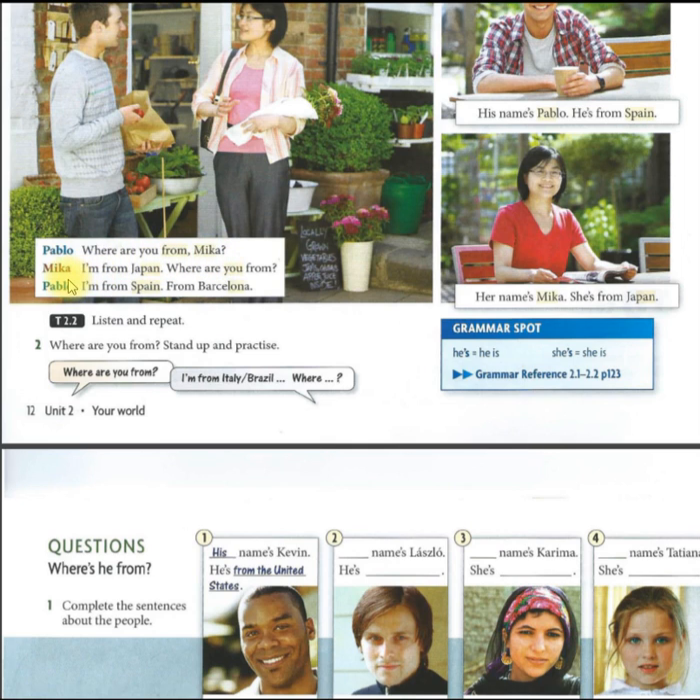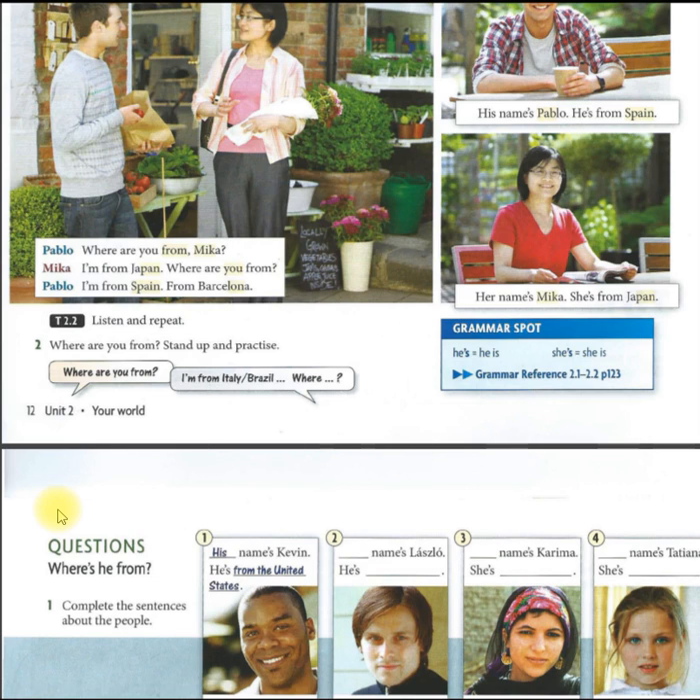Where are you from, Mika? I'm from Japan. Where are you from, Pablo? I'm from Spain. From Barcelona.